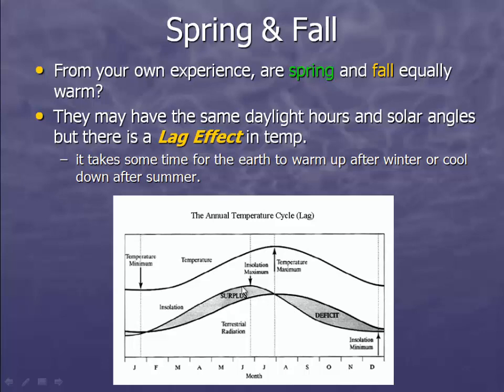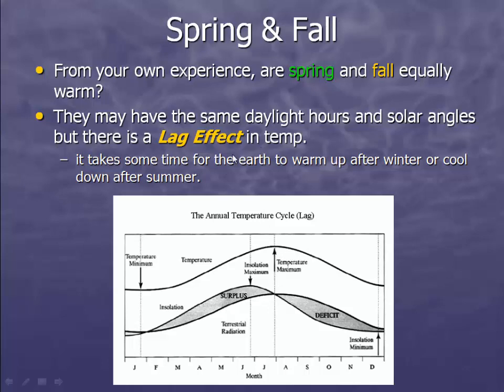So again, the money is still coming. We're still putting money into the bank. It's just not as much as we were putting in on June 21st. As soon as we start to withdraw more than we put in, then our temperatures are going to start to fall. But right at that balance point, that's where your temperatures are going to be maximum. So this idea is called the lag effect.